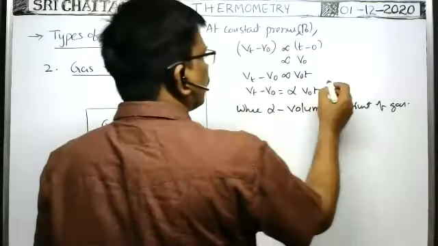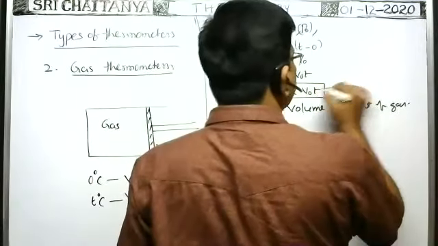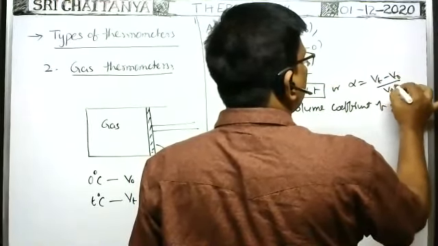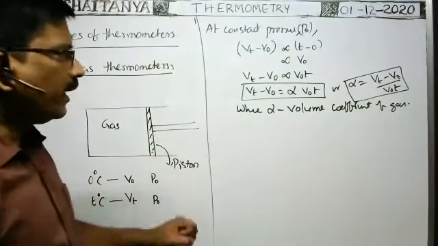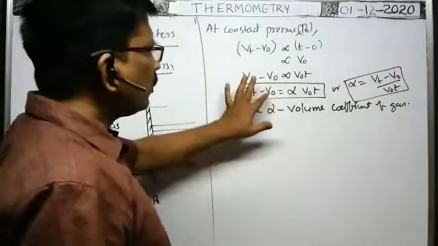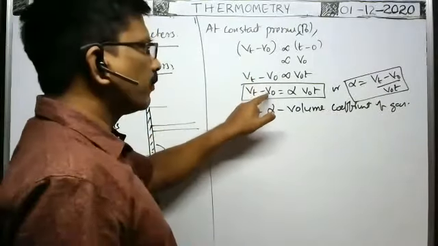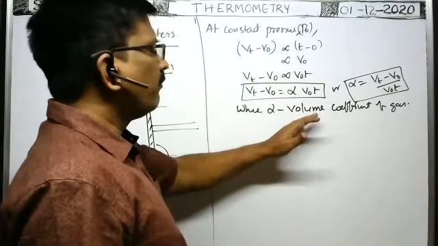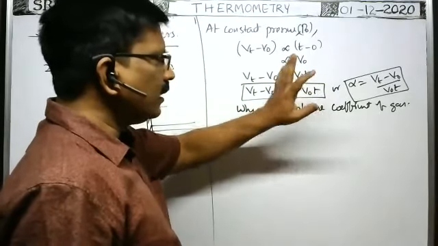So by using this formula, we can measure the temperature. Or this can also be written as alpha is equal to Vt minus V0 by V0 into T. Okay. So here, it is 0 degrees centigrade, the volume of the gas taken in the gas thermometer we know. At constant pressure, that means by keeping the pressure constant, when the temperature of the gas is increased to T degrees centigrade, we don't know what is the T.